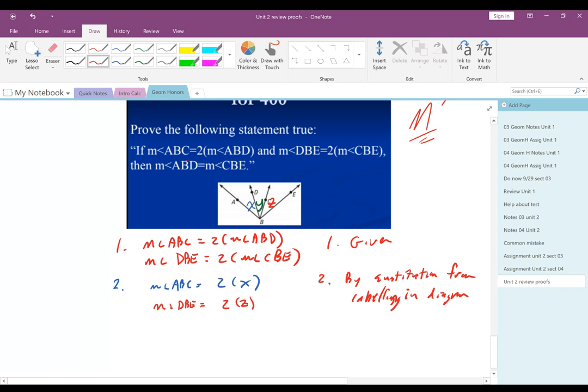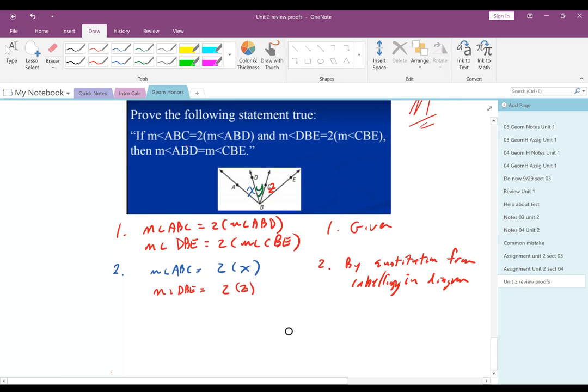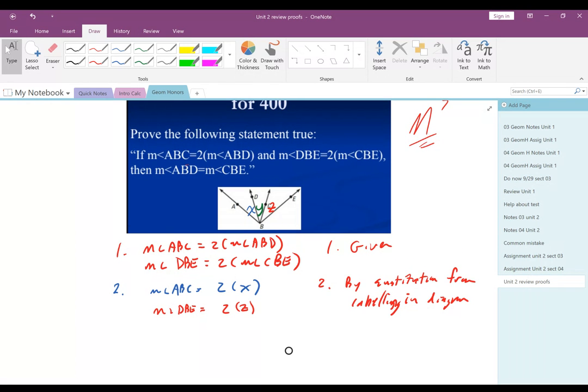Now, of course, I haven't said anything, right, about this middle angle Y. Why did I label it Y? Well, I must need to get that involved somehow, right? Because I'm stuck. I still don't know whether ABC and DBE are equal, so I can't say anything about X and Y being equal, right? I'm stuck. I can't do anything else.